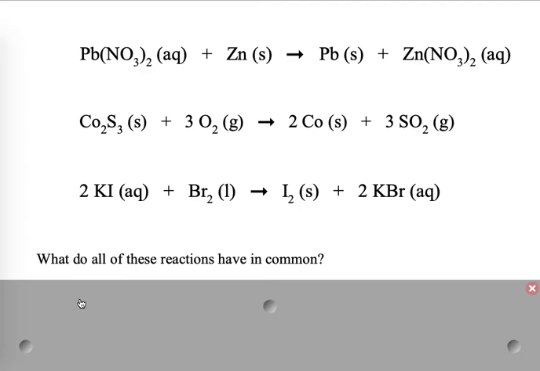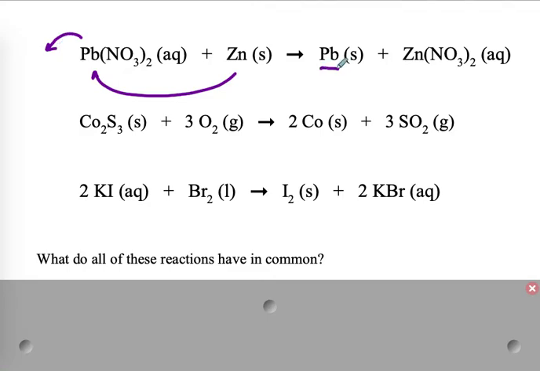Well, as you can see, in each reaction, we have 2 reactant formulas and 2 product formulas. And we see in each reaction, a compound reacts with a pure element to form a different pure element and a different compound. And in fact, what you can see is that the element seems to be displacing the element from the compound. So for example, in the first reaction, zinc is displacing lead from lead-2 nitrate.